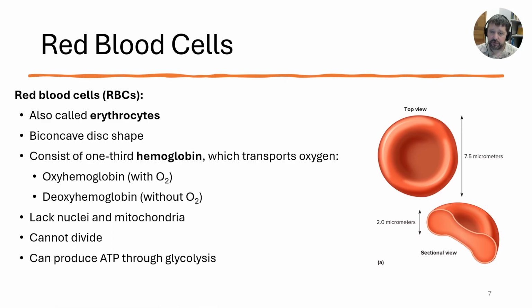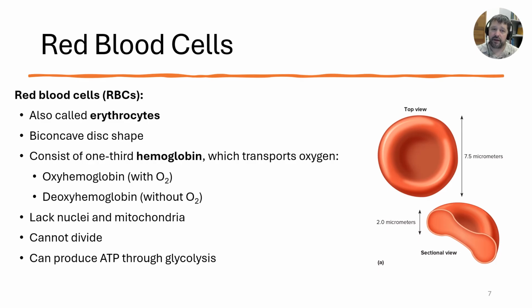Okay, back to other components of red blood cells. They lack nuclei. They don't have any mitochondria, so they can't do cellular respiration. They still can do glycolysis, so they still have proteins in the cytoplasm that allow them to break down glucose and generate small amounts of ATP. But because they don't have a nucleus, they have no way to replicate.